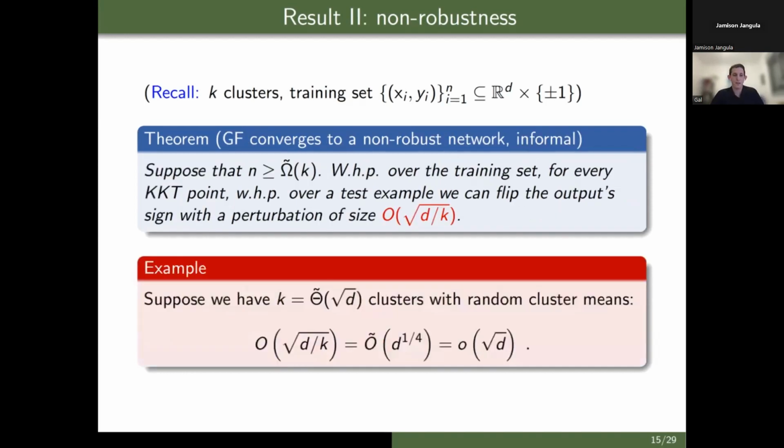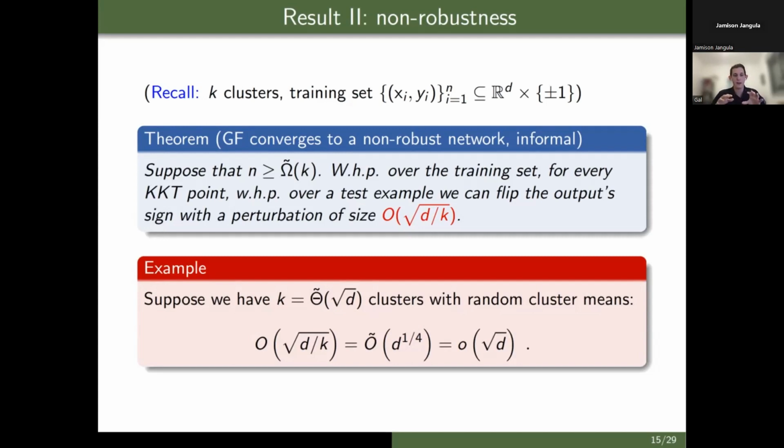For example, let's recall our example that we already mentioned, where we have square root d random clusters on the sphere, and the radius of each cluster is square root d. So if we plug in k equals square root d, we get that the size of the perturbation is roughly d to the quarter, which is much smaller than square root d.